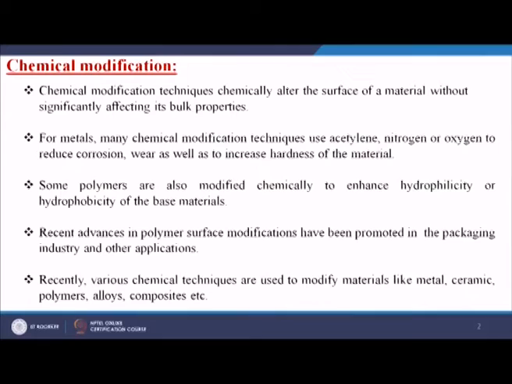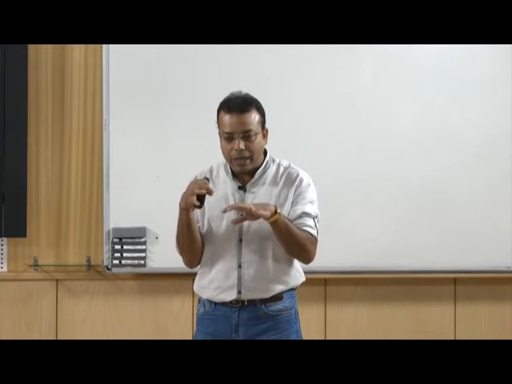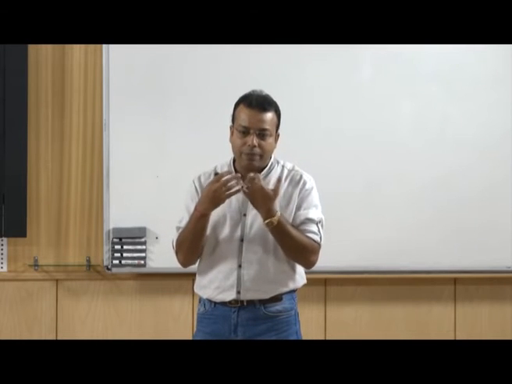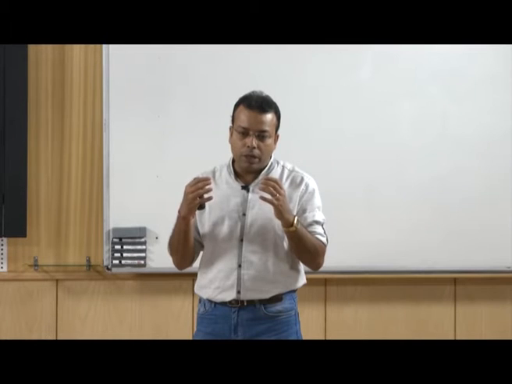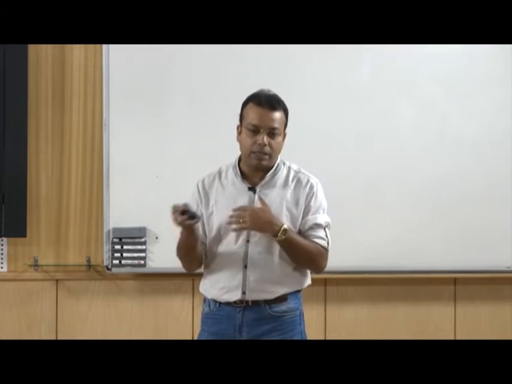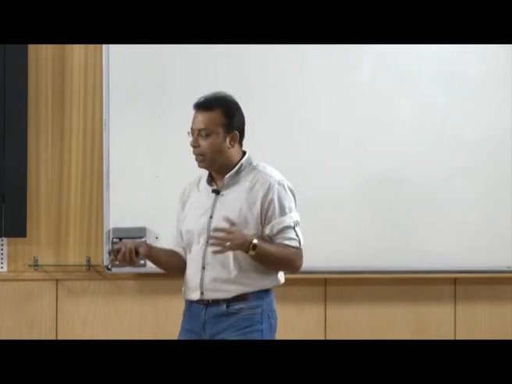Chemical etchants are used to convert a smooth hydrophobic polymer surface to a rough hydrophilic surface by dissolution of amorphous regions and surface oxidation. So, some chemical reaction takes place by which some atoms or molecules can come out, or that surface can work totally opposite. Previously it was acting as a hydrophobic, now it is acting as a hydrophilic. So, by using those etchants we can do it easily.